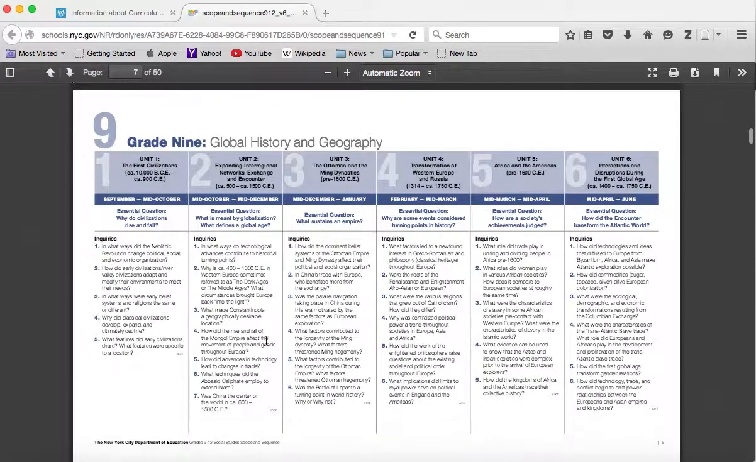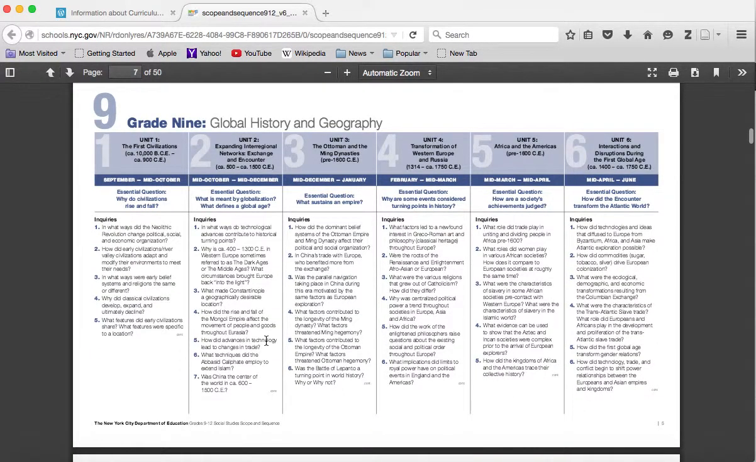Now, grade 9 history covers global history and geography. We cover things such as the first civilizations, expanding interregional networks, exchange and encounter, the Ottoman and Ming dynasties, transformation of Western Europe and Russia, Africa and the Americas, and interactions and disruptions during the First Global Age.